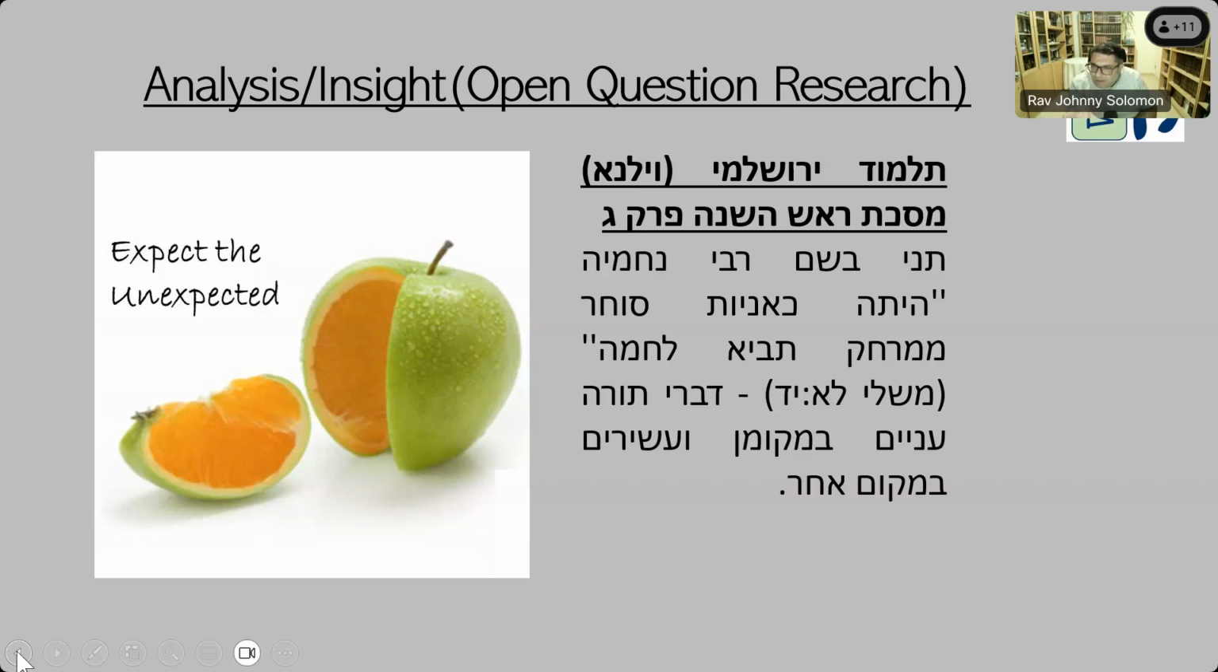Any thoughts about this image, this teaching, and what we've said about these two categories of shiurim and how we prepare them?